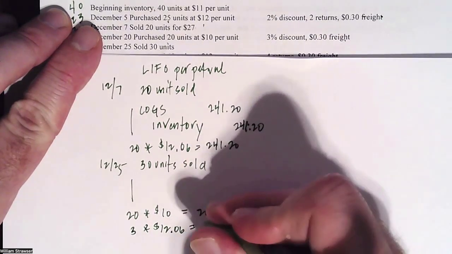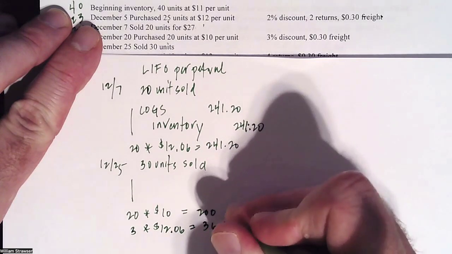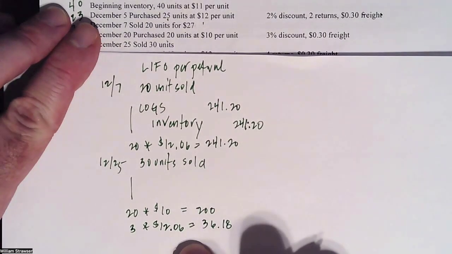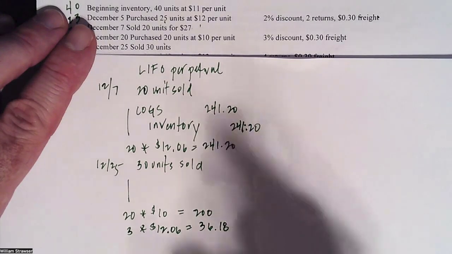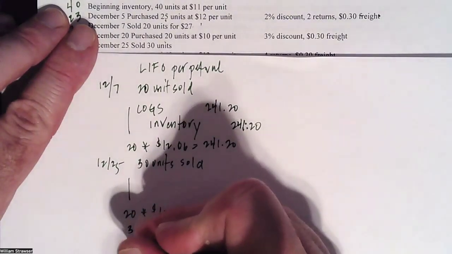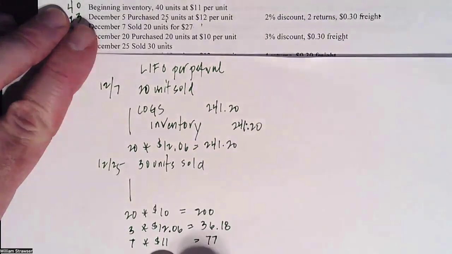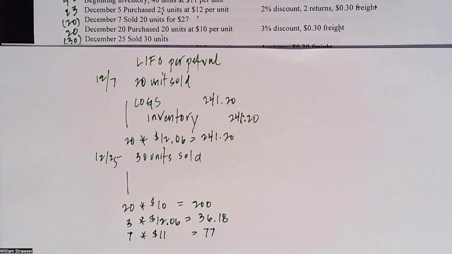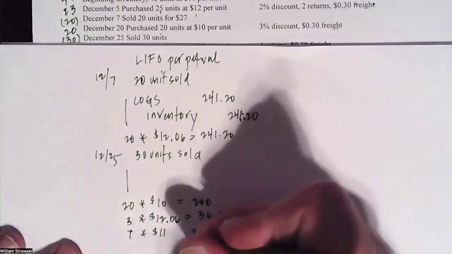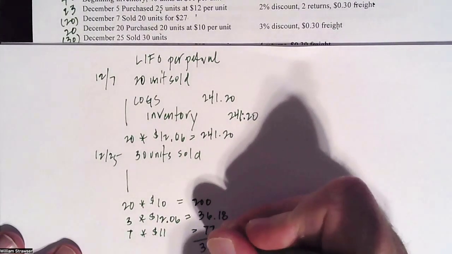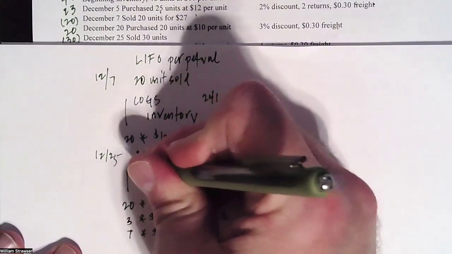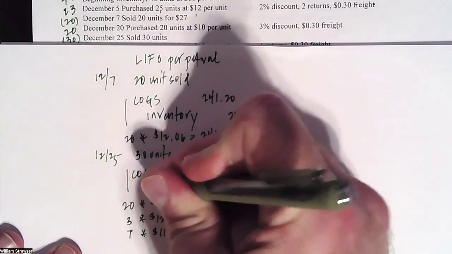So that is $36.18 for those three units. And I only have 23. I need seven more, and I'm going to take those from beginning inventory. And that's $77 at 11 per. So I take the 200, the 36, and add the 77. That gives me $313.18. That's my cost of goods sold, my inventory.